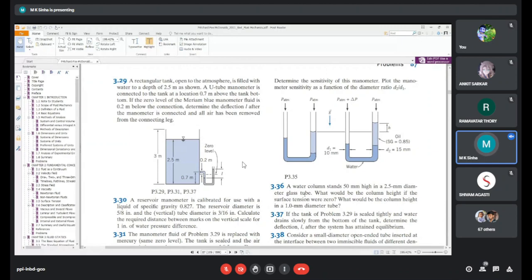If you have any edition of the Fox and McDonald book, this problem is also available in the 5th edition, where it is problem number 3.26. And here it is 3.35 in the 9th edition, which I am showing you. After that, one more edition is available, perhaps the 10th edition. This is the 9th edition.